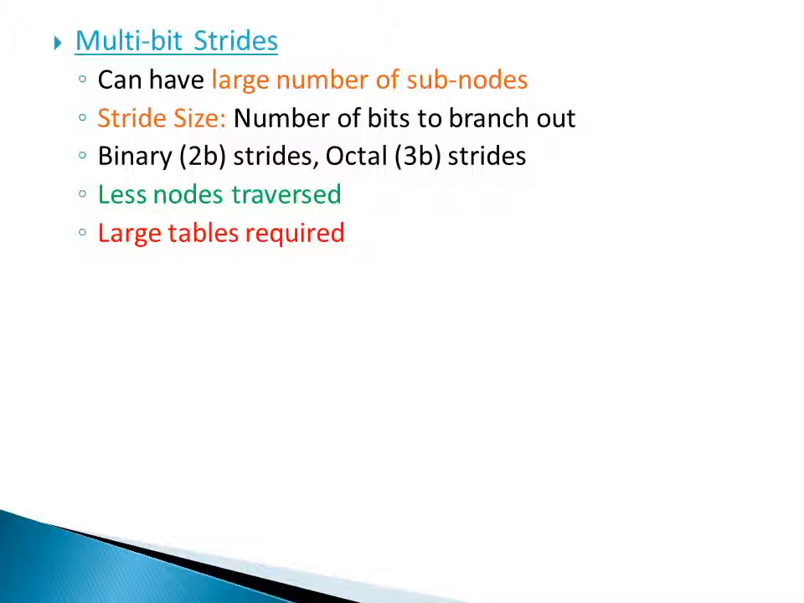In multi-bit strides, instead of having two subnodes, we can have a larger number of subnodes. For example, for 2B strides, we will have 4 child nodes, and for 3B strides, we will have 8 child nodes. This method reduces the number of traversed nodes, but may consume more space because of larger tables.